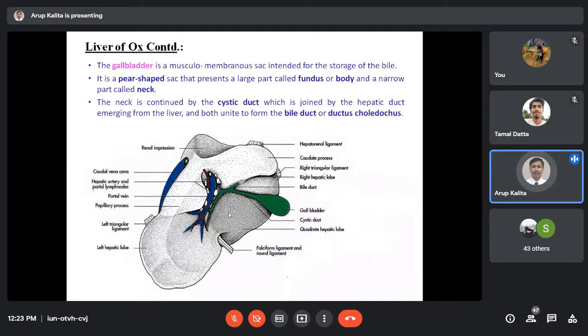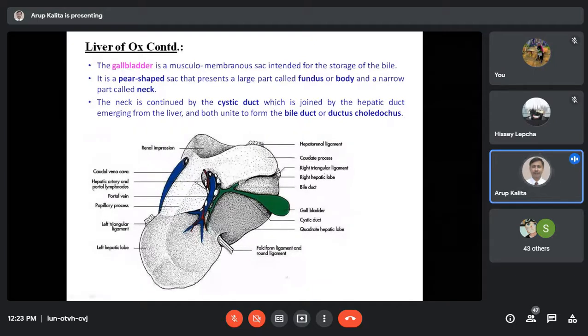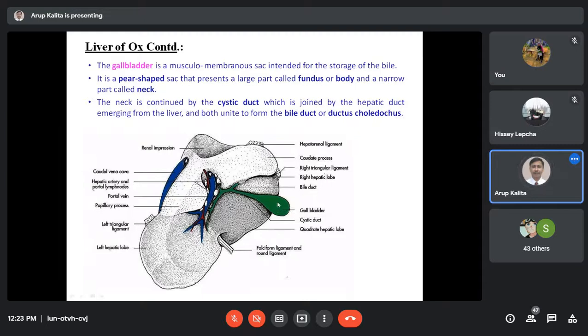Now coming to the gallbladder. This is the gallbladder, green color. The gallbladder is a musculomembranous sac intended for the storage of bile. The liver produces the bile, and that bile is stored in the gallbladder. So it is the storehouse of bile, which is produced by the liver and stored in the gallbladder.